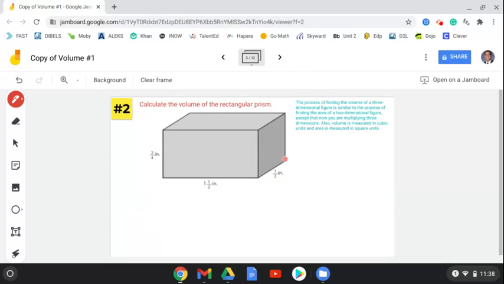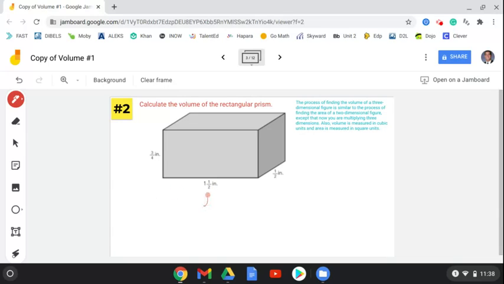Number 2, calculate the volume of the rectangular prism. Okay, so here's a little note over here. It says the process of finding the volume of a 3-dimensional figure is similar to the process of finding the area of a 2-dimensional figure, except that now you're multiplying 3 dimensions, right? Before, when we found the area of, say, a parallelogram, we did base times height, or of a rectangle, we did length times width. We multiplied 2 dimensions together. Now, because we have a 3-dimensional figure, we multiply 3 values together, the length, the width, and the height. Okay, and also volume is measured in cubic units like we just discussed, whereas area is in square units.